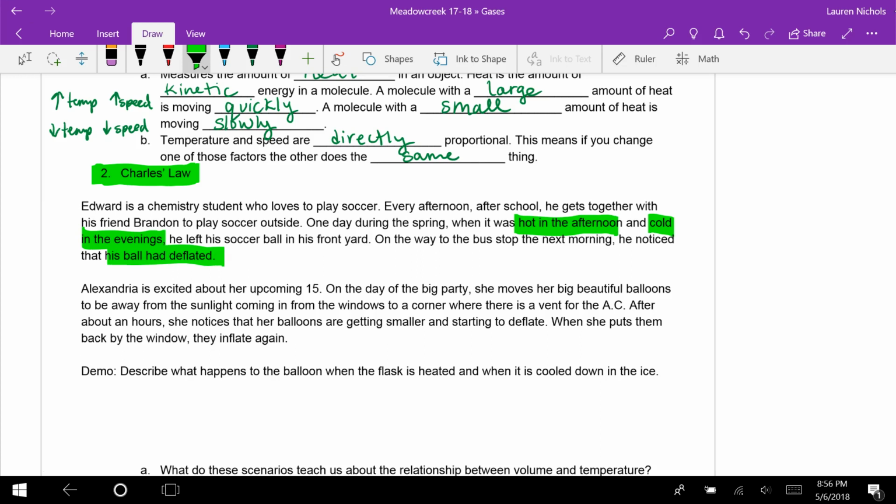Okay, so let's look at the next scenario. It says Alexandria is excited about her upcoming 15. On the day of the big party, she moves her big, beautiful balloons away from the sunlight coming in from the windows to a corner where there is a vent for the AC. After about a couple of hours, she notices that her balloons are getting smaller and starting to deflate. When she puts them back by the window, they inflate again. So let's notice that when they're by the window, they inflate again, and when they're by the AC, her balloons are starting to deflate.